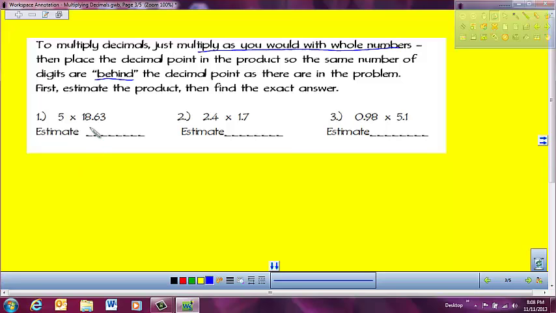I'm going to show what I'm rounding these two on the line. I'm going to leave the 5 alone, but I'm going to change 18.63 to 20. 5 times 20 is 100, so I'm thinking my answer should be somewhere around 100. Now that first sentence said, multiply as you would with whole numbers. So when I am thinking about these two numbers, I'm pretending the decimal point's not even there. This is 1,863. So I'm going to put that number on top because it has more digits.